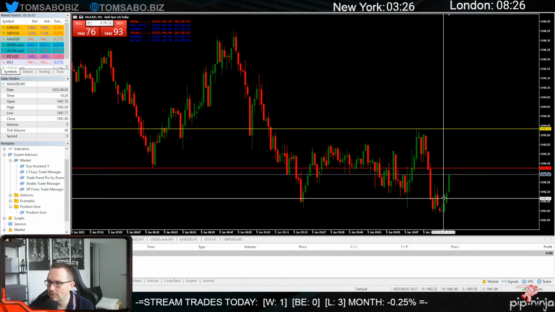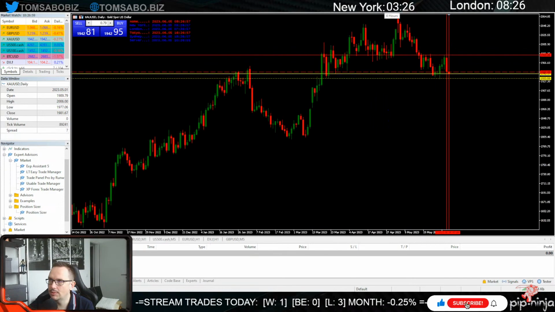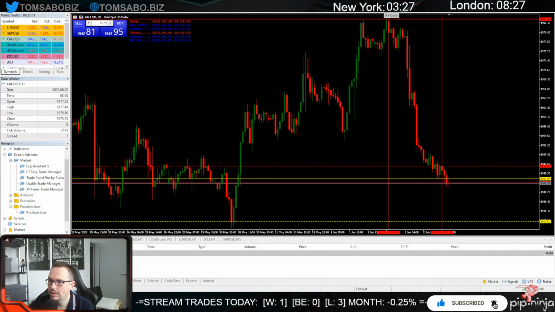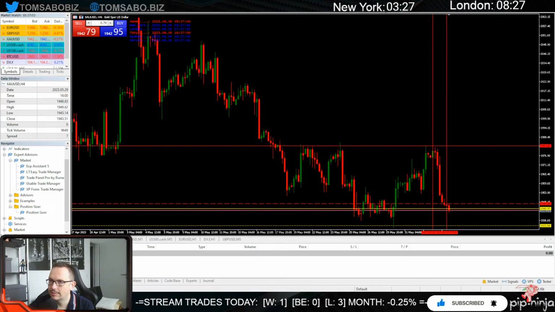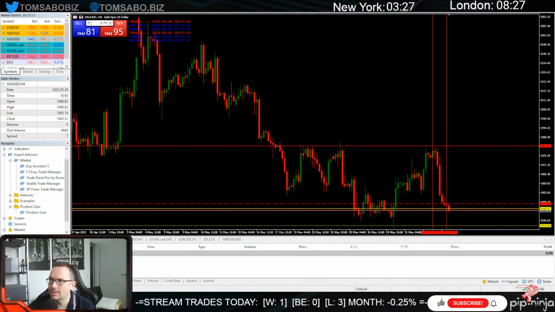It went lower, took out some liquidity. We're very close to that 4-hour low. I don't like that. But we have relatively equal highs here. This is the 4-hour still. So that's the level I was mentioning lots of times, the 185-ish level.